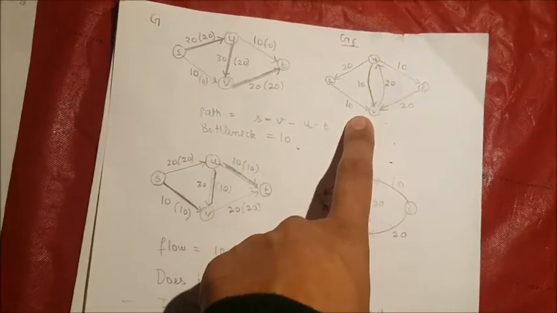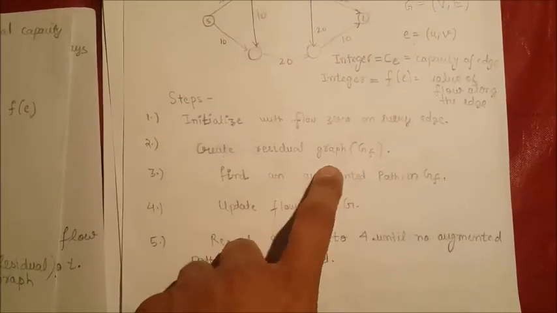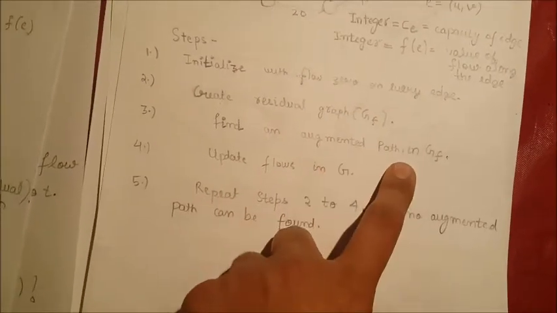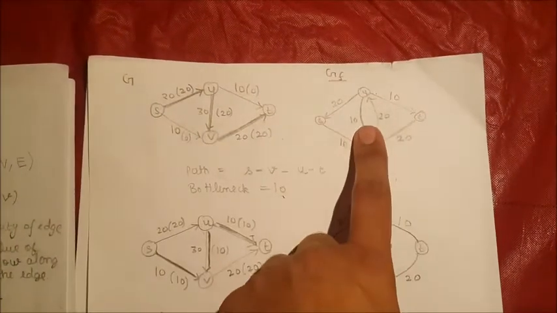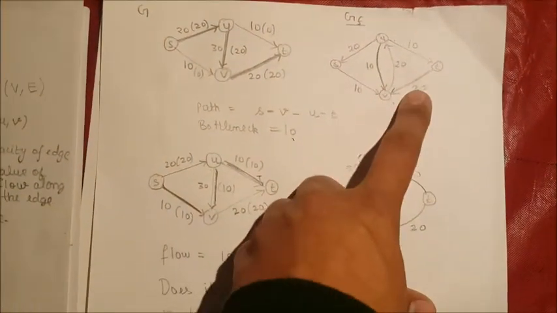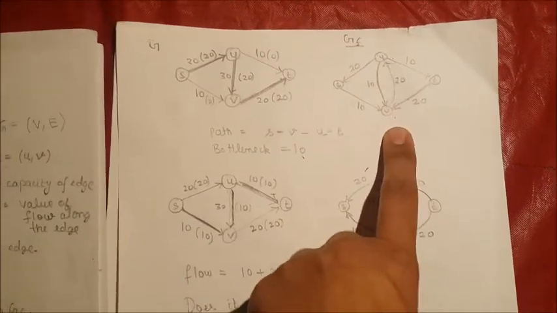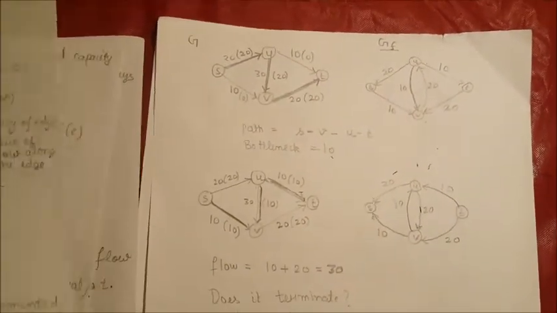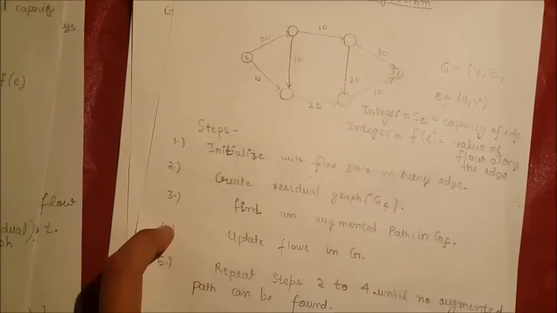Now I'll explain how our algorithm works. First we initialize with flow 0 on every edge, we create the residual graph, then we find an augmented path. That's exactly what we're doing. We create a residual graph, we find an augmented path. An augmented path is any path from S to T along which we can send the flow. Once we find the augmented path, we update the flow values in the original graph G, and then we repeat the steps from 2 to 4.